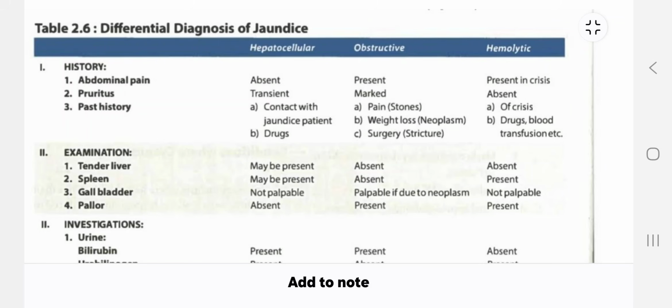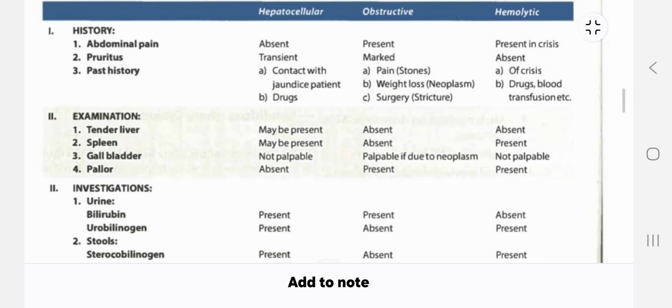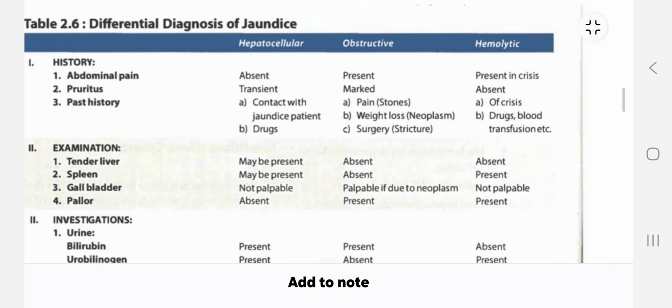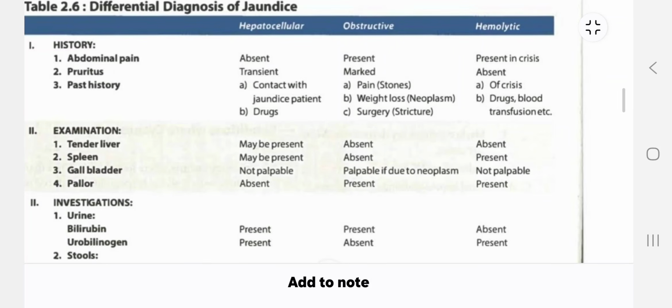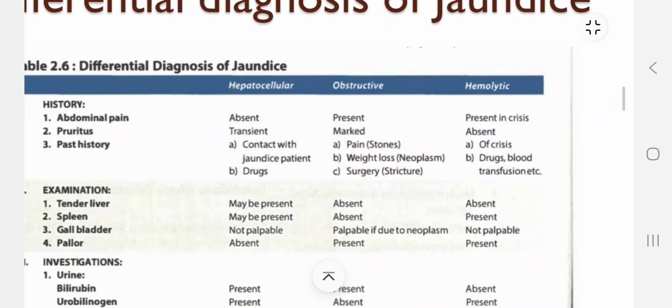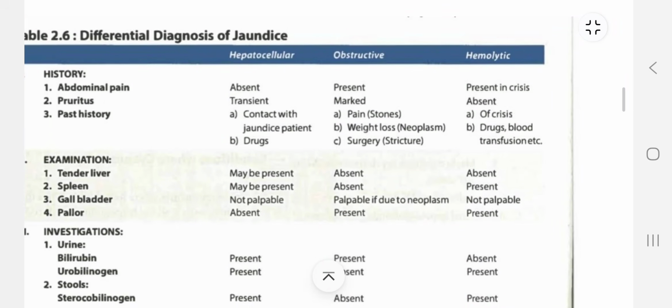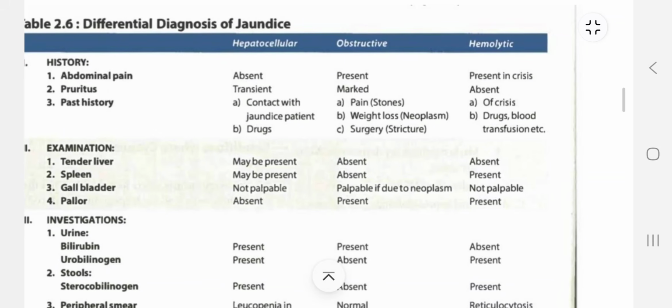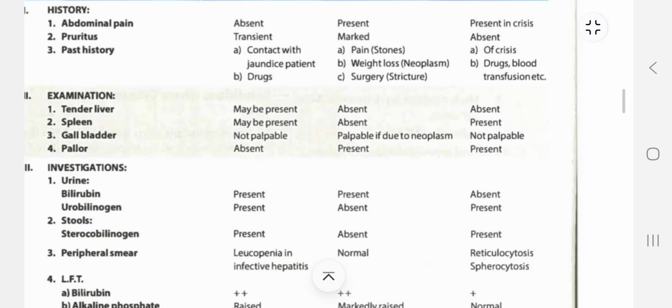In case of hepatic jaundice, the liver may be tender, the spleen may be enlarged, the gallbladder is usually not palpable, and pallor is absent. In case of obstructive jaundice, the liver is not tender, the spleen is not enlarged, the gallbladder can be palpable if there is a neoplasm, and pallor is present, but it is not generally seen in practical situations. In hemolytic anemia, because there is destruction of RBC, pallor is present. The spleen is enlarged because there is extravascular hemolysis.